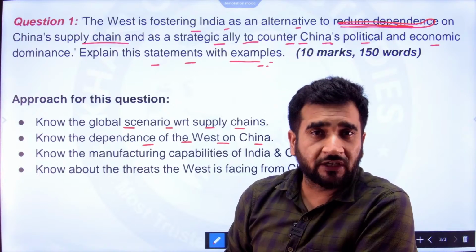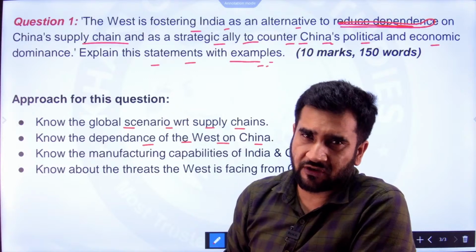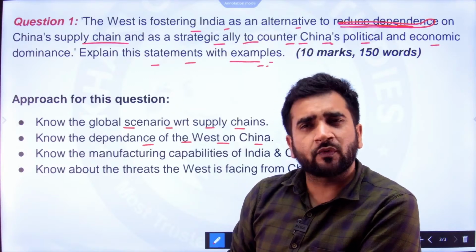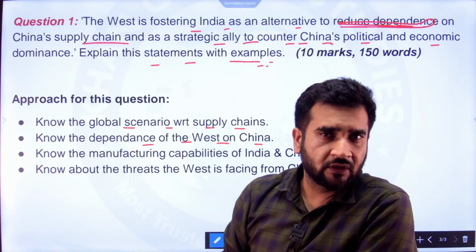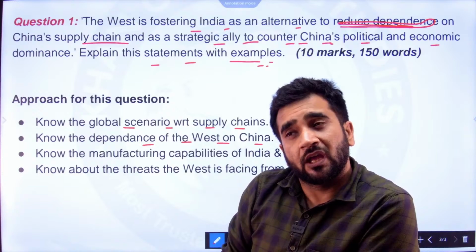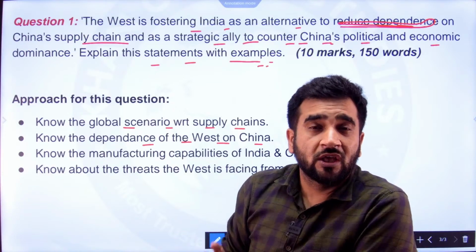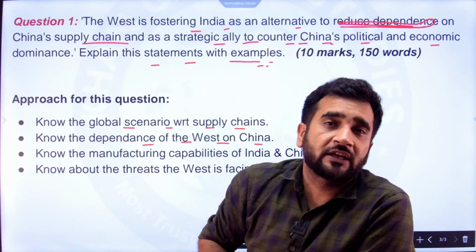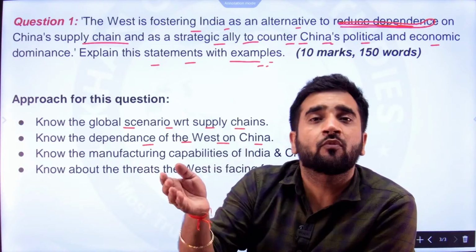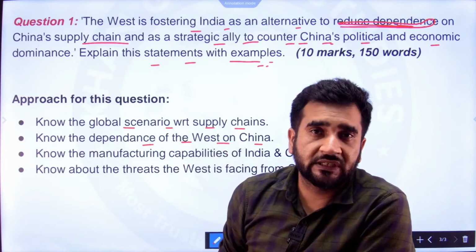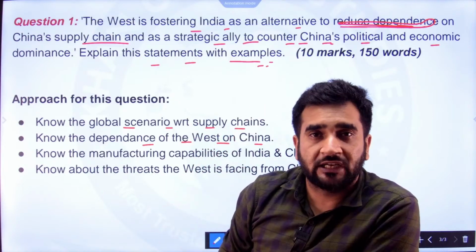Trade between India and China is somewhere around 125, 130 billion dollars in a year. Trade between India and USA is also somewhere around 130 to 135 billion dollars in a year. But the trade between USA and China is more than 600 billion dollars. This is how the West is dependent upon China. And in this 600 billion dollars, China is exporting more as compared to importing from the US. Why? Because the USA has outsourced manufacturing to China.